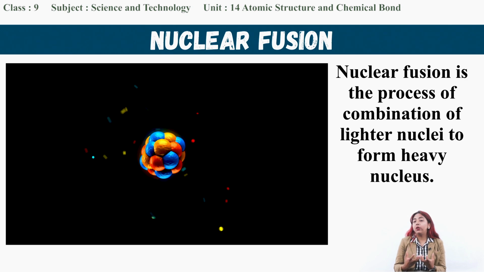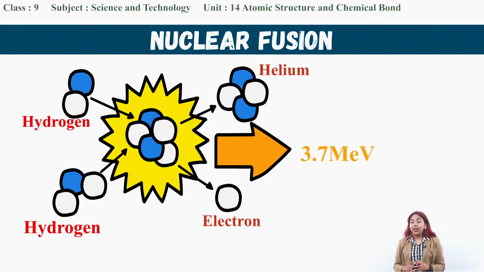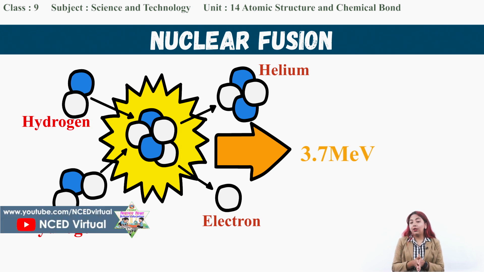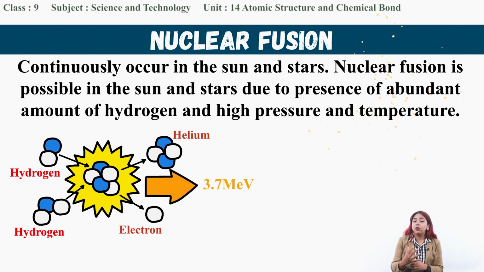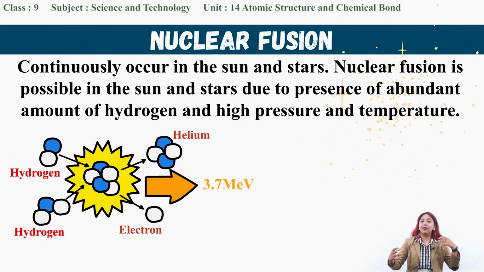So that is nuclear fusion. In nuclear fission, there was breaking down of a larger nucleus into smaller ones, whereas in nuclear fusion, the smaller or lighter nuclei fuse to form a heavy nucleus. Let us take an example of a nuclear fusion reaction. When lighter nuclei of hydrogen fuse together, they form a heavier helium nucleus with the release of a tremendous amount of energy. And this type of reaction continuously occurs in the stars and the suns.